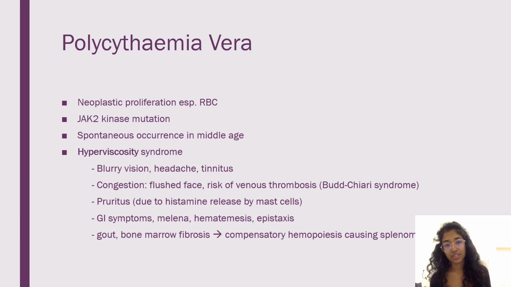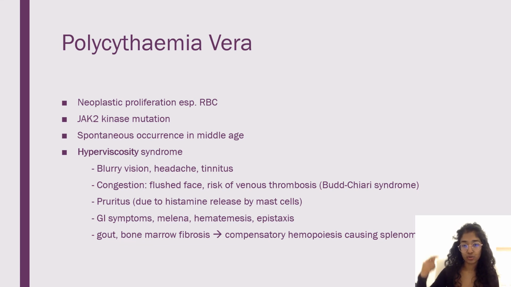This occurs spontaneously during the middle-age adult group and leads to development of hyperviscosity. Hyperviscosity can lead to the development of blurry vision, headache, tinnitus due to congestion of small blood vessels. You can also have congestion leading to a flushed face or the risk of venous thrombosis, particularly of the hepatic veins, which will lead to liver congestion, and that's known as Budd-Chiari syndrome.